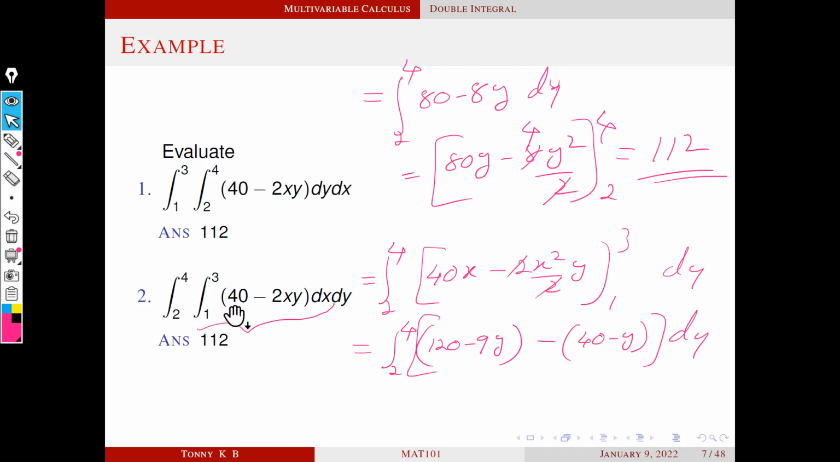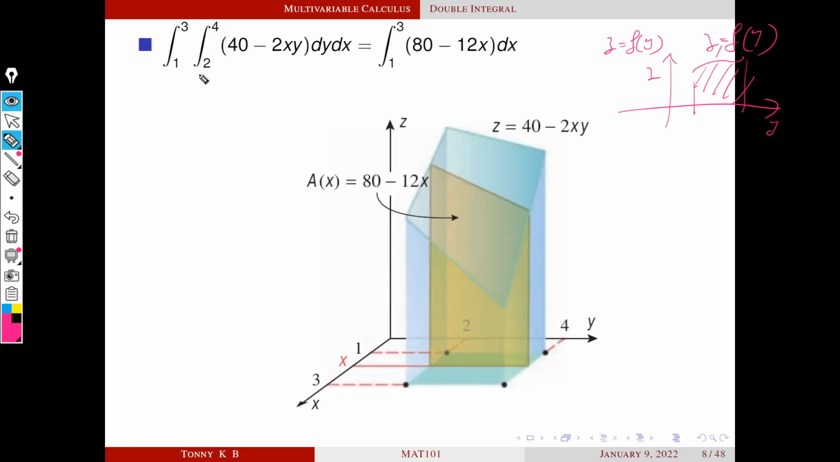Okay. Why are they the same? We will analyze this geometrically. Okay, first we are going to analyze what is the meaning of the first integration. Okay, and we know that here we fix x because here the variable is y, so we fix x as a constant. So we can treat this function 40 minus 2xy as a function of y alone because we fix x at some point. Okay, only moving part is y.